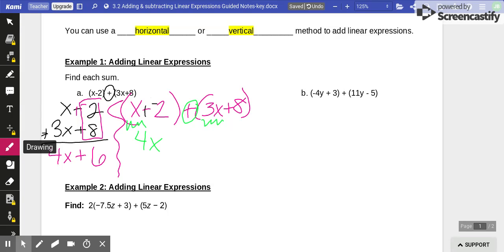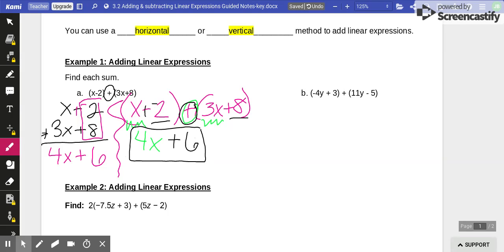Okay, so now I have a negative 2 and a positive 8. And again, I'm adding the 2. So negative 2 plus a positive 8 would give me a positive 6. So we would add 6. So either way that you do this, you can choose what's easiest for you.